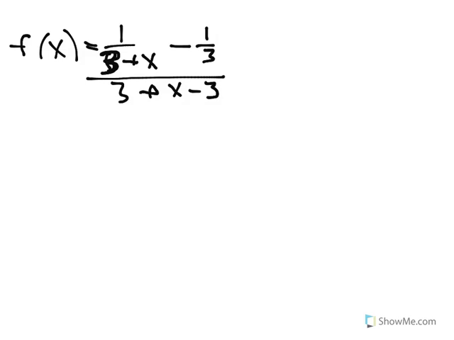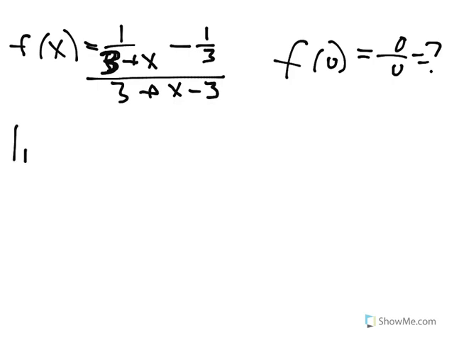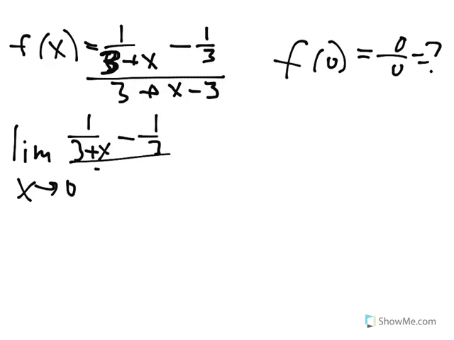So here's a more complicated function. It's less complicated because it doesn't have the exponents in it, but it's got these fractions. So here's a function, and if you try to do f of 0, you would get 1/3 minus 1/3, which is 0, and 3 plus 0 minus 3, which is 0, so you sort of can't work with that. So we don't ask what's f of 0. We ask what's the limit as x approaches 0 of f of x, which is 1 over 3 plus x minus 1 over 3, all over 3 plus x minus 3.